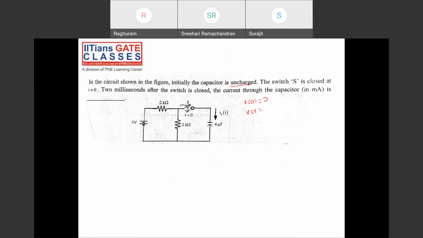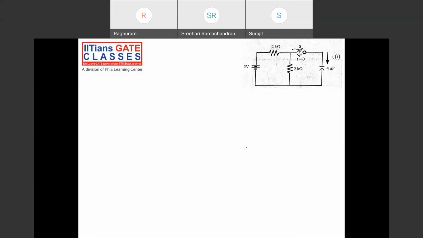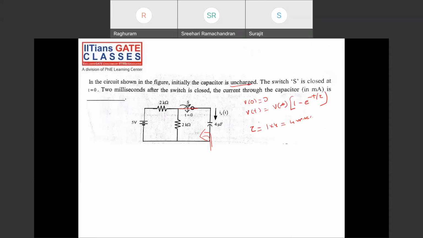So V of t will be directly V of infinity, only the forced response, 1 minus e power minus t by tau. And what is tau equal to? As seen from these terminals, after the switch is closed, these two are in parallel. 1 into 4 will be 4 milliseconds. Right, we got tau. Next, V of infinity. The 5 will get equally divided, so it will be 2.5 volts.